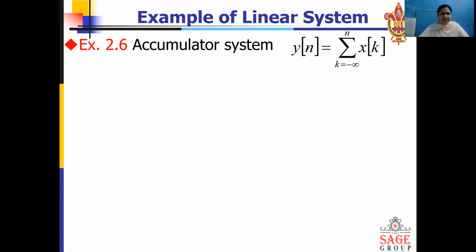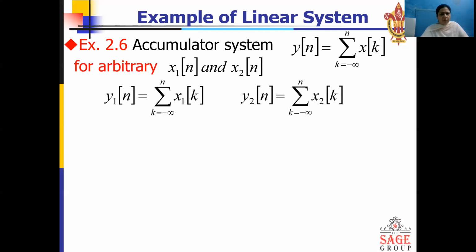Now, we will see an example of a linear system. The common example is the accumulator system, given by the expression y[n] equal to the summation from k equal to minus infinity to n of x[k]. That means it will sum up all the inputs from k equal to minus infinity to the present instant n. Now, we will see whether it satisfies the superposition principle or not.